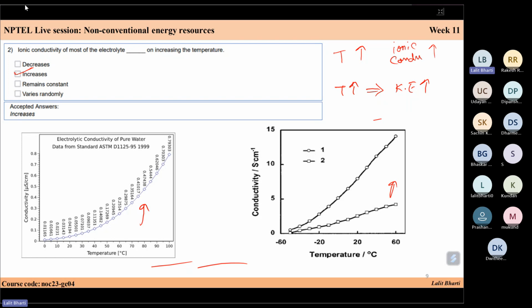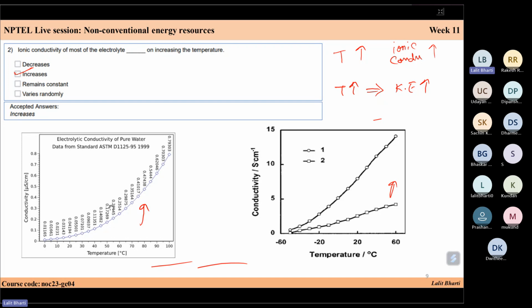So let's say you're taking water as electrolyte. As we know, heat is basically some energy. So if you provide heat to an electrolyte which is having ions, it will improve the mobility of the ions in the electrolyte. So by increasing the heat or temperature, the mobility, or the conductivity, of your ions will increase.